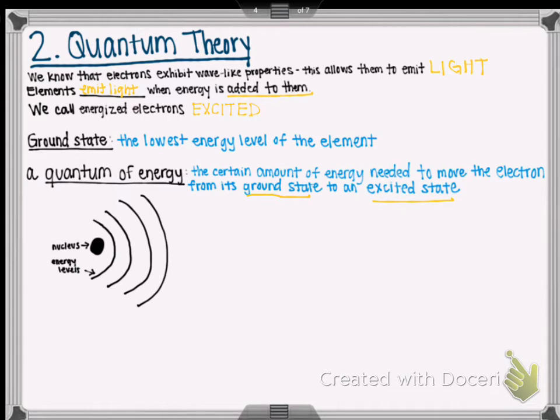So let's look at an example here. I just drew part of the structure, so this would be energy level 1, energy level 2, energy level 3, and energy level 4. And if I had an electron that was originally right here in the first energy level, and that was its ground state, if it wanted to jump up to the second energy level, or even the third, or even the fourth, that would be an example of it becoming excited.